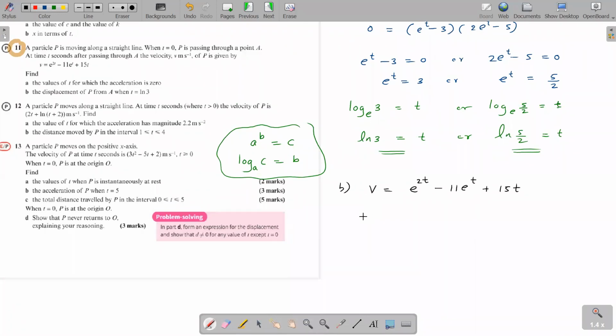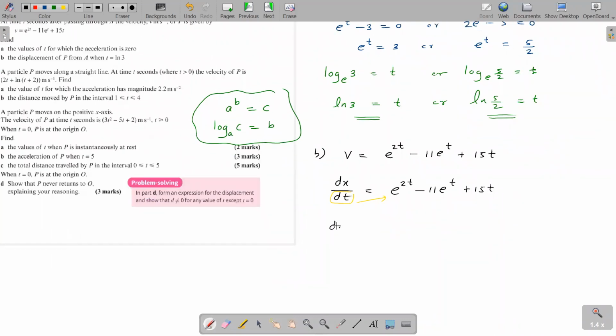You know velocity is what I just showed you the previous time. Velocity is dx by dt. Instead of directly integrating, I will write velocity as dx by dt and then take the dt term to the other side. Over here I'm remaining with dx. On the other side I have e to the power 2t minus 11 e to the power t plus 15t dt. Do you agree with me?